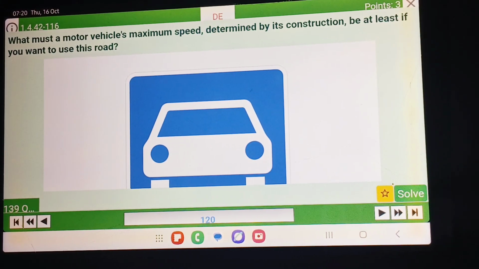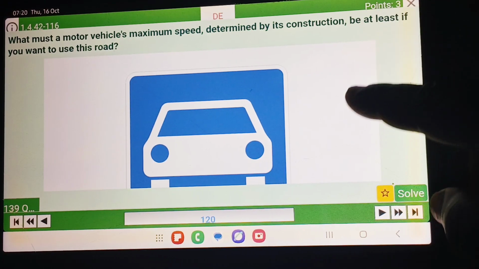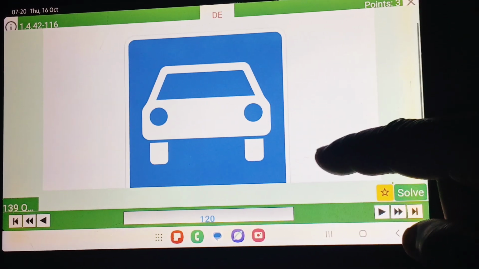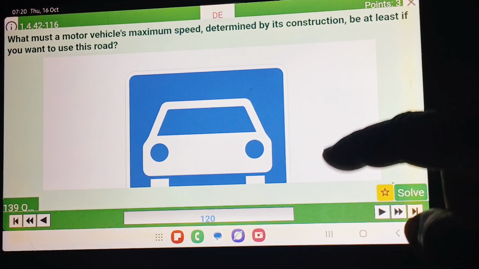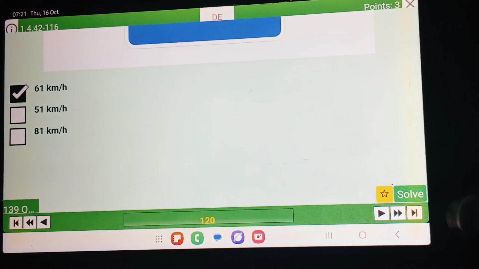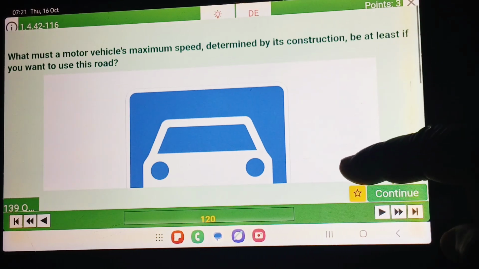What must a motor vehicle's maximum speed, determined by its construction, be at least if you want to use this road? If you want to use this road, your motor vehicle's maximum speed by its construction must be at least 60 km/h to allow you to use such a road.